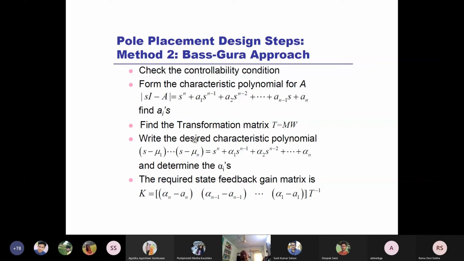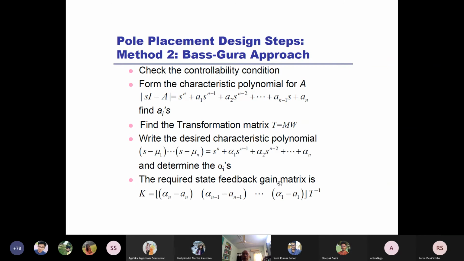So in a sense, this is the method for the Bass-Gura approach. We check the controllability condition. We form the characteristic polynomial for A, s I minus A, equal to s to the power n plus a1 s to the power n minus 1 plus a2 s to the power n minus 2 plus up to a n minus 1 s plus a n. We find the transformation matrix T is equal to MW, and we write the desired characteristic polynomial, s minus mu1 and so on, equal to s to the power n plus alpha 1 s to the power n minus 1 plus alpha 2 s to the power n minus 2 plus alpha n, and we determine the alpha i.